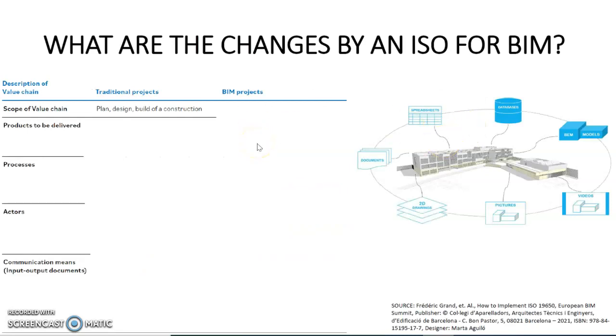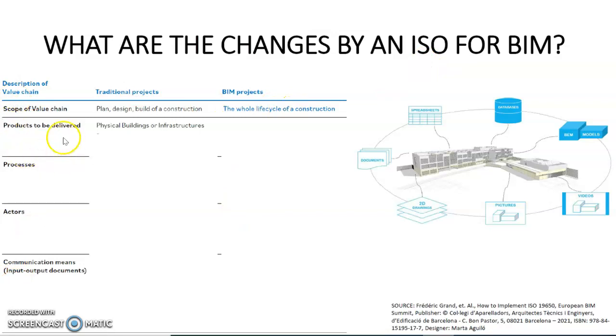To give more specific examples of the changes when we are using ISO for BIM, you can look at these descriptors here. In terms of the scope of the value change, for traditional projects that are not involving BIM, typically we are just looking at the planning, then designing and the construction of the project. But if you are using the ISO for BIM, it will actually look into this and more. It is looking into the whole life cycle of construction, which of course includes the planning stage, the design stage and the construction stage, but it also includes the handover stage, and possibly the refurbishment or demolition stage, or even right up front the pre-conceptualization stage. So that's why it's more comprehensive in that sense when you are talking about the ISO for BIM.